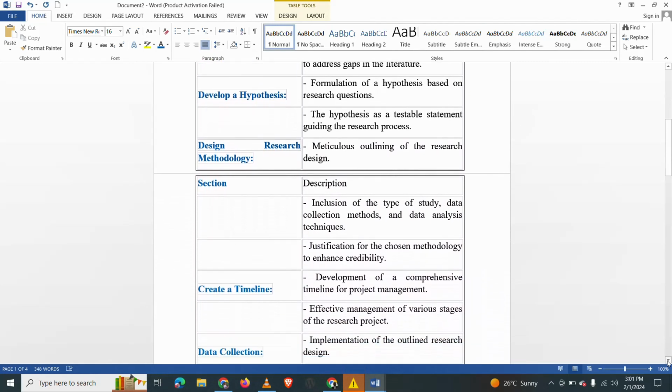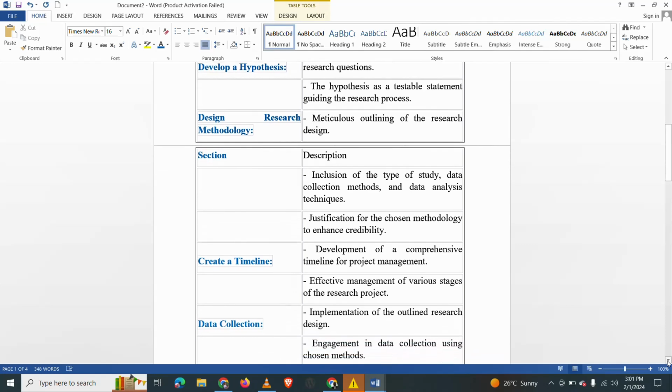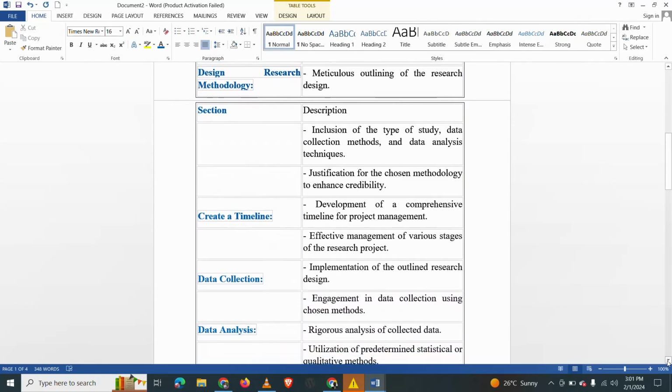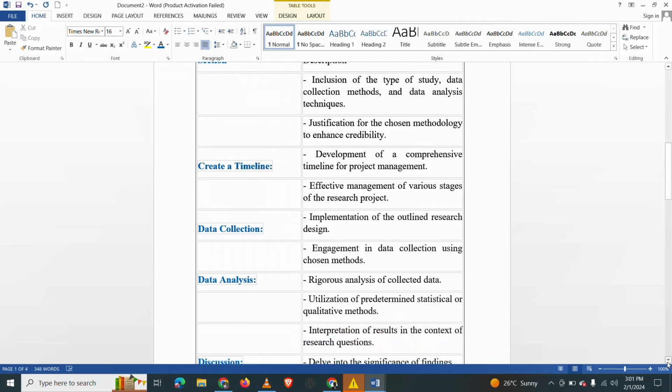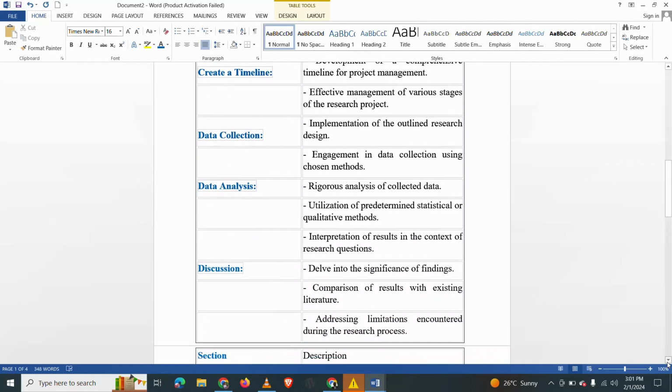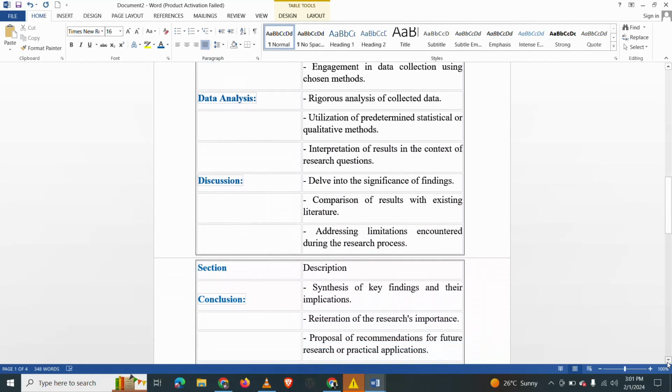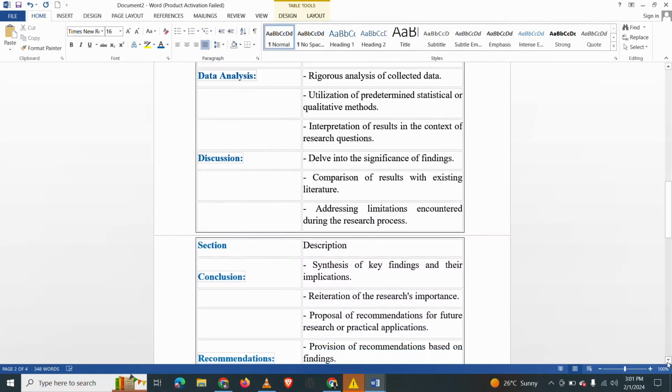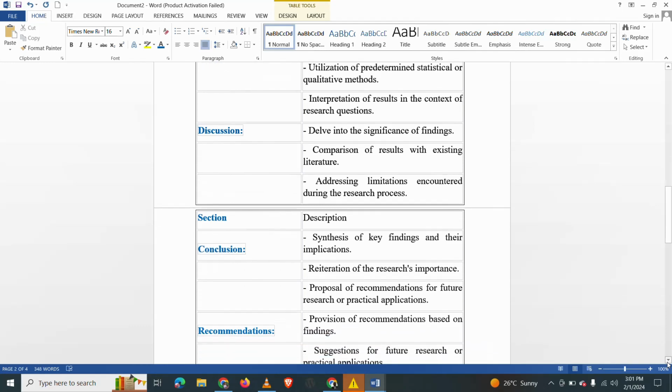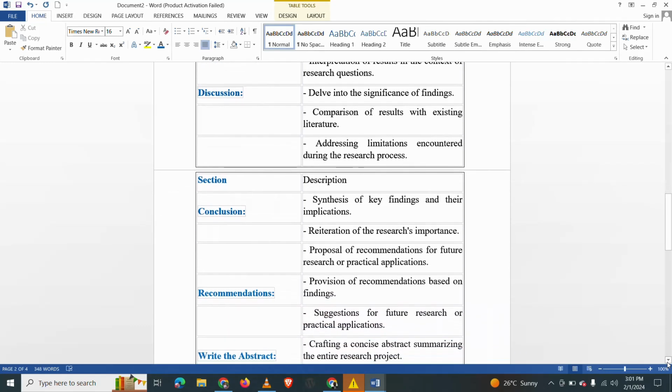create also a timeline. It is also very important to create a timeline for your research project because that is important. So also the data collection, how you're supposed to analyze your data is also very important. How you're supposed to discuss your findings or maybe present your findings. What is the conclusion of your findings?